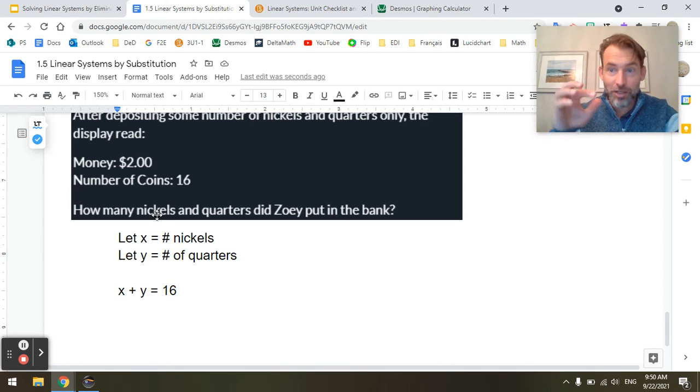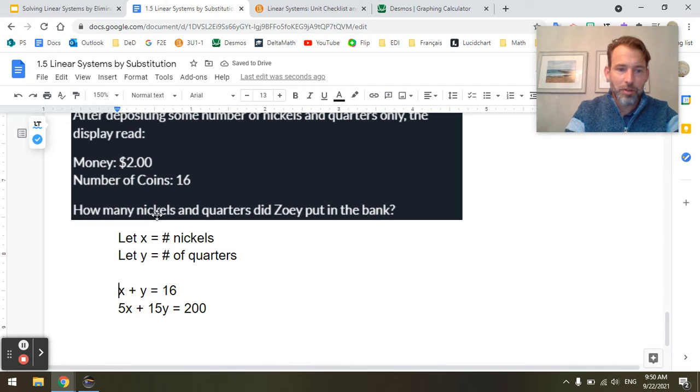Each single nickel gives me 5 cents. Each quarter gives me 25 cents. So I know that 5 multiplied by the number of nickels plus 25 multiplied by the number of quarters must equal 200. Okay? And I like lining up my equal signs this way. Now what I'm noticing is that I have two equations, two unknowns. I should be able to solve that. Call this equation A and this equation B.